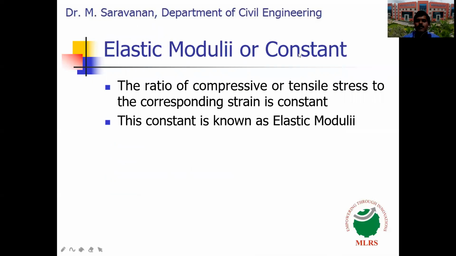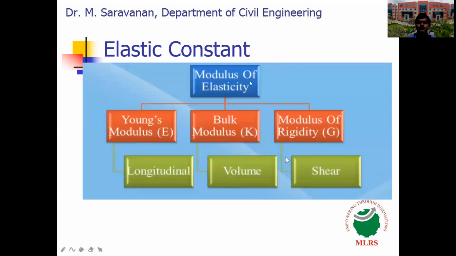Elastic moduli are elastic constants. So what is the elastic moduli or the elastic constant? The ratio of the compressive or tensile stress to the corresponding strain is constant. This constant is known as the elastic constant or elastic moduli, right? These elastic constants are categorized into three categories. One is Young's modulus, next one is bulk modulus, another one is modulus of rigidity. Young's modulus is with respect to longitudinal, the bulk modulus is with respect to the volume, and the modulus of rigidity is with respect to the shear.